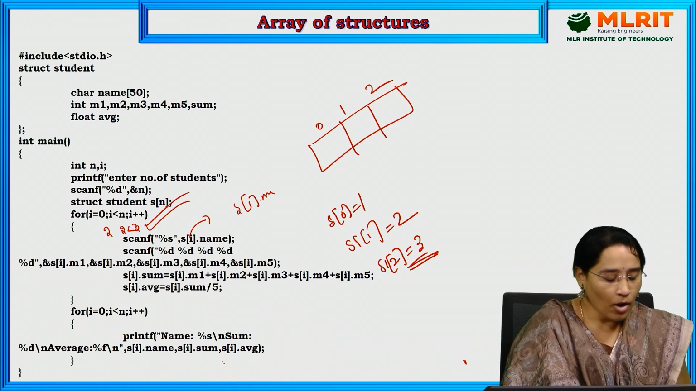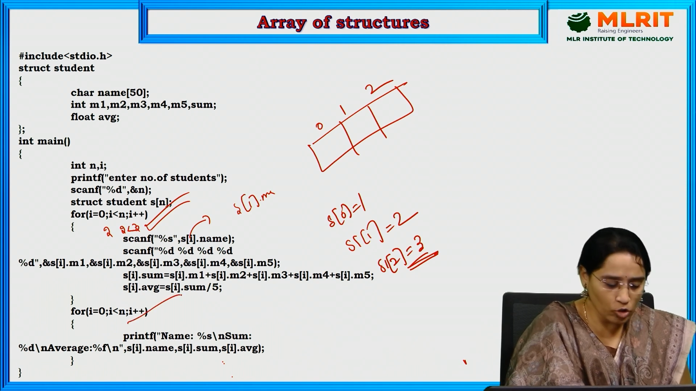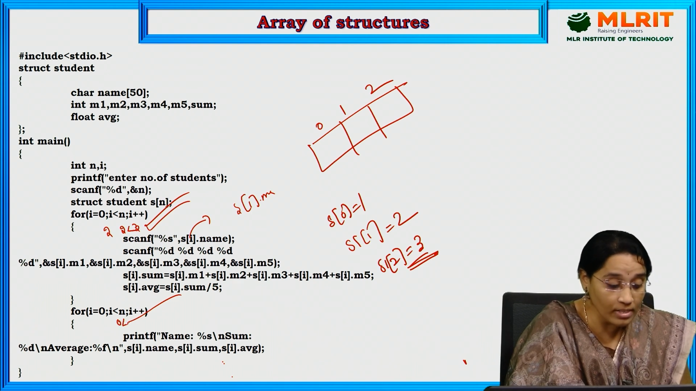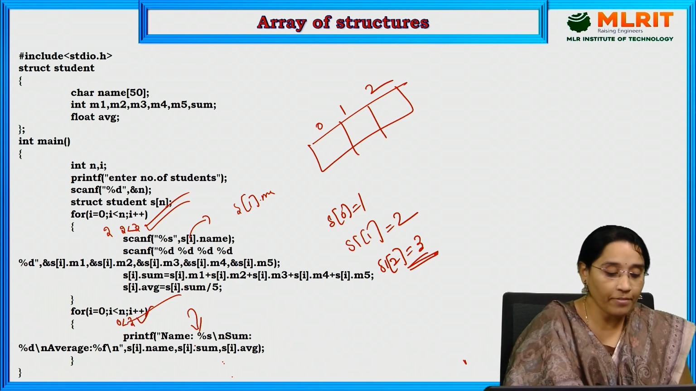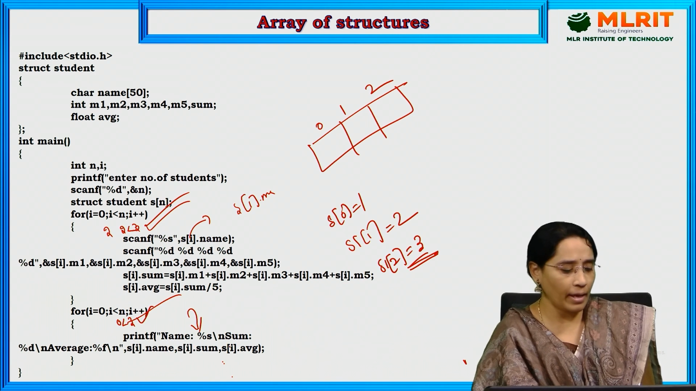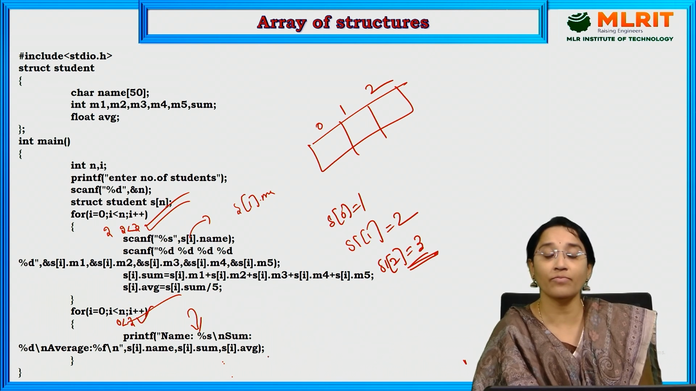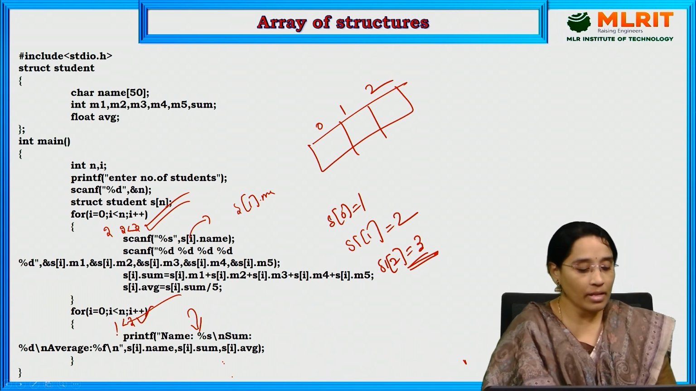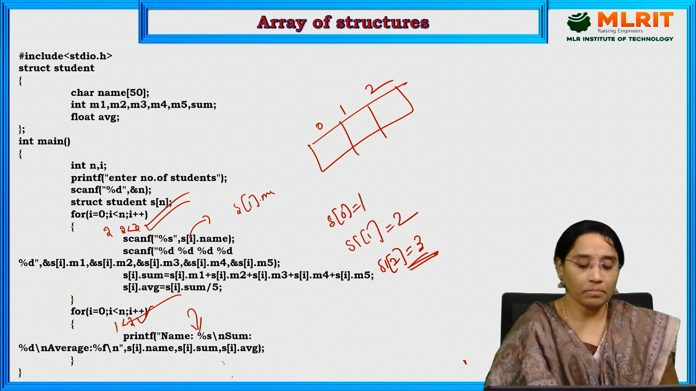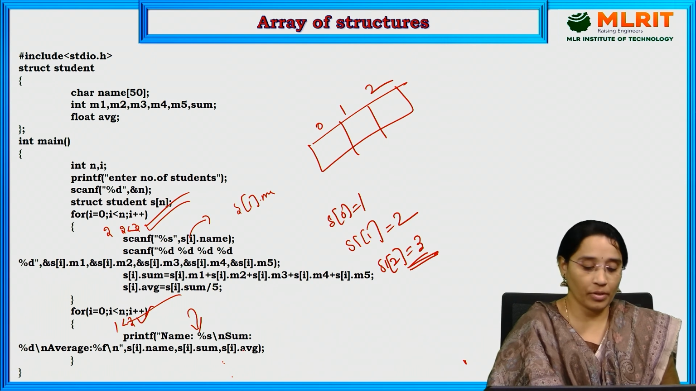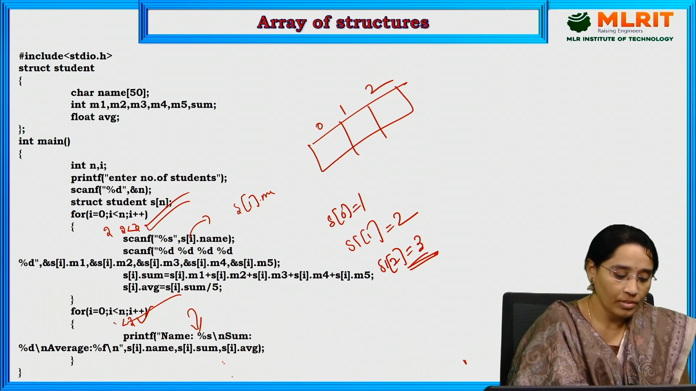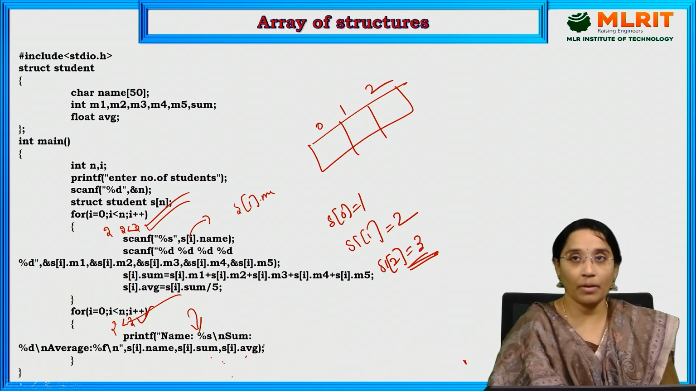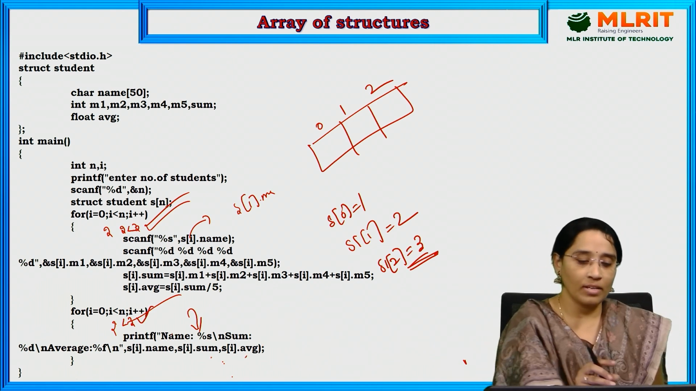So after that, for printing, again we need a loop with I equals 0. Suppose I is equal to 0. See this for loop: 0 less than 3, condition true. Printf the name, roll number, sum and average of the first student. When I is 1, what will we print? The name, sum and average of the second student. When I is 2, we will print the name, sum and average of the third student. Like that we will print the data by using the array of structures.